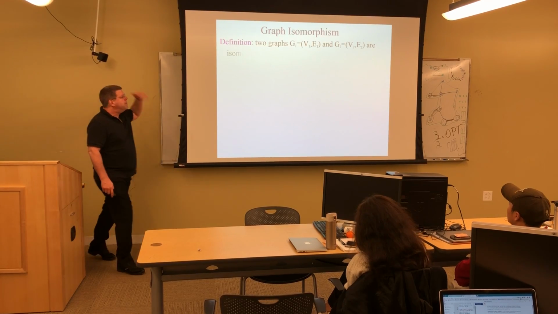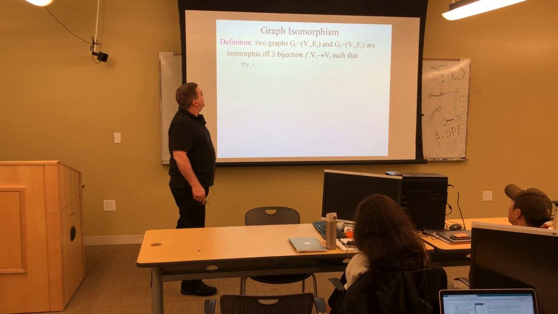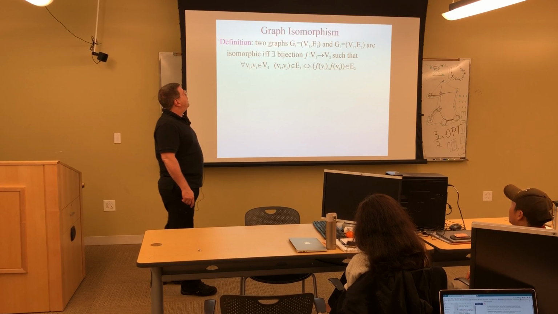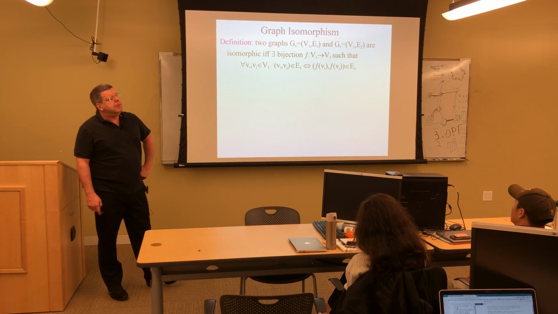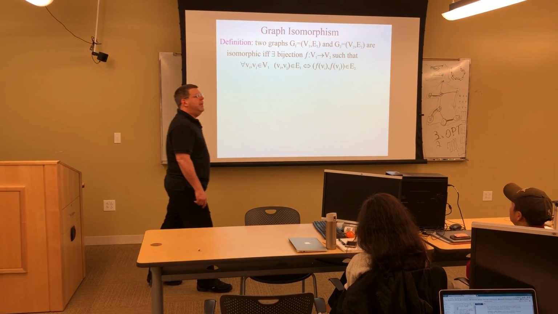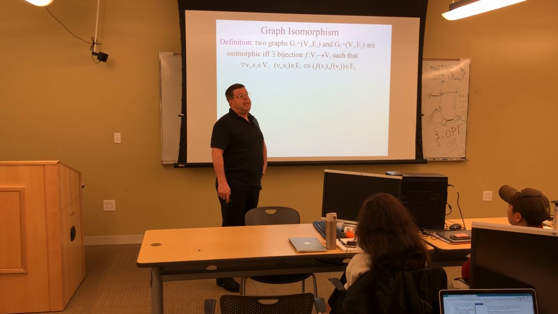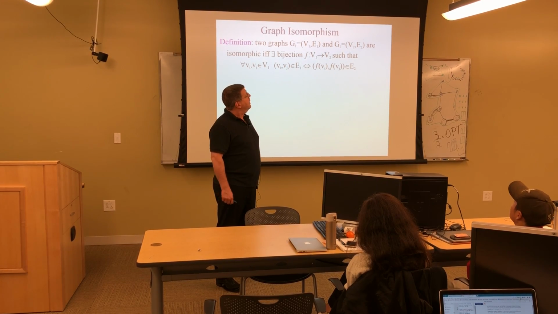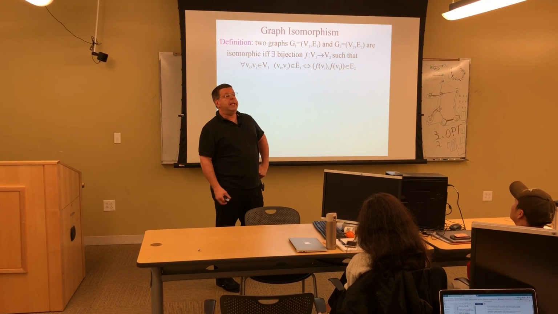Graph isomorphism. Graph isomorphism is one of those funky problems that is in the twilight zone between P and NP. We don't know that it's in P. We don't have a polynomial time algorithm for it, but we don't know that it's NP complete either.